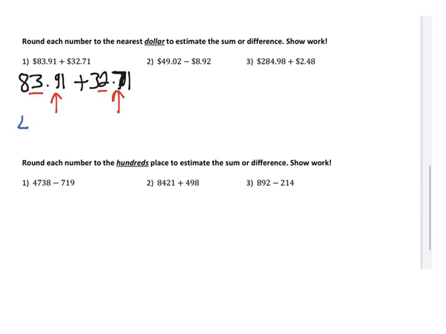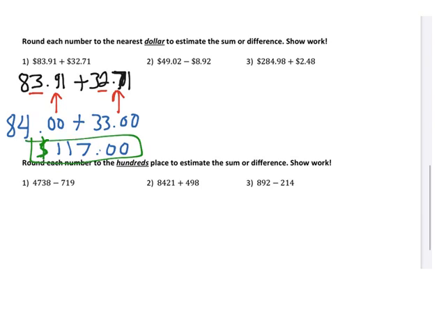The 9 says a 3 goes up, so this is going to be 84.00 plus, the 7 says a 2 goes up, 33.00. If I add those together, it's going to end in 0, 0. 3 plus 4 is 7. 8 plus 3 would be 11. 117. And then I'm going to go in and put the dollar sign, and square it off.